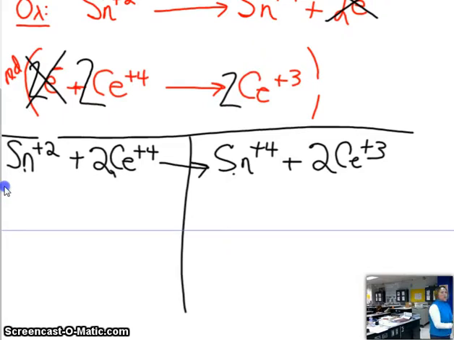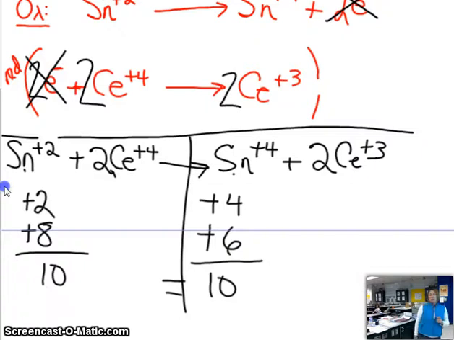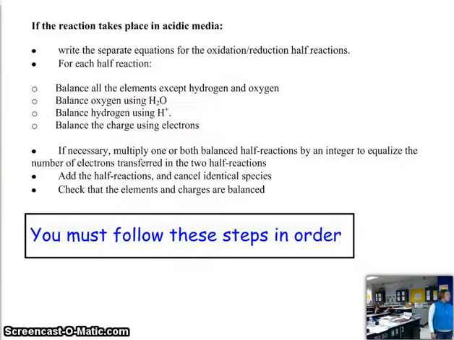But our charge is also equal because this guy has a charge of plus 2, and then there's 2 things that are each plus 4, so that's plus 8, and this side equals 10. Sn's plus 4, and then there are 2 things that are plus 3, so that's plus 6, so this side equals 10. So this equation is balanced with respect to mass and with respect to charge.